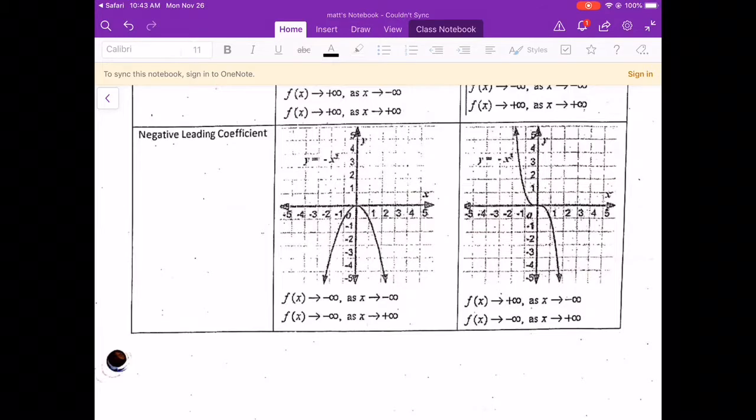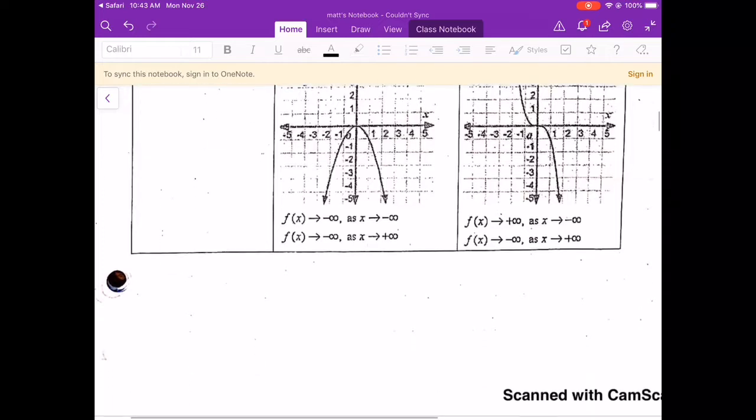When it comes to our odd degree functions, the arms are going to switch. So on the left side, the arm will be pointing up. So as x goes to negative infinity, the y's are going up to positive infinity. And on the right side, that arm is pointing down. So as the x values go to positive infinity, the y values are heading down to negative infinity.